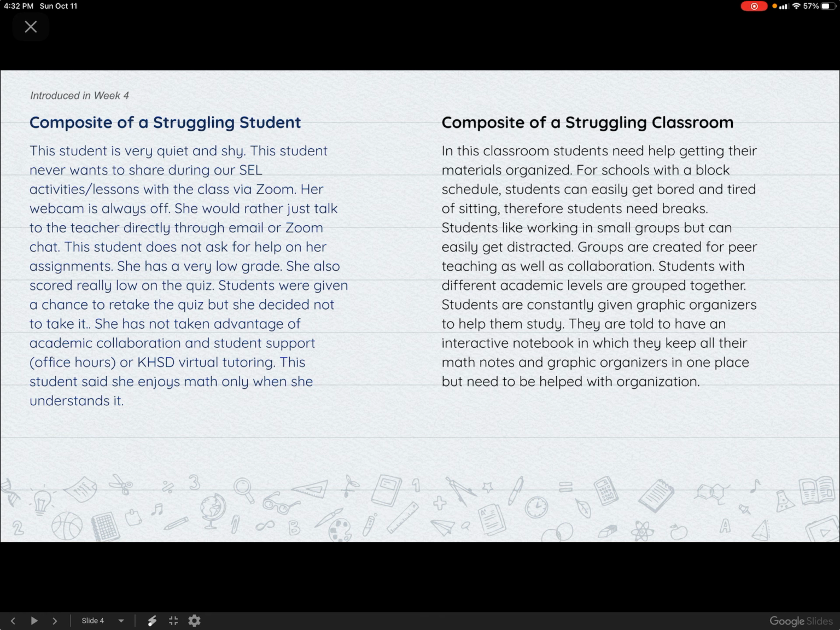Students with different academic levels are grouped together. This is one strategy that I really like doing from the credential program, grouping students with different academic levels. Students are constantly given graphic organizers to help them study and gain study skills. They are told to have an interactive notebook in which they keep all their math notes and graphic organizers in one place, but they also need help with organization.